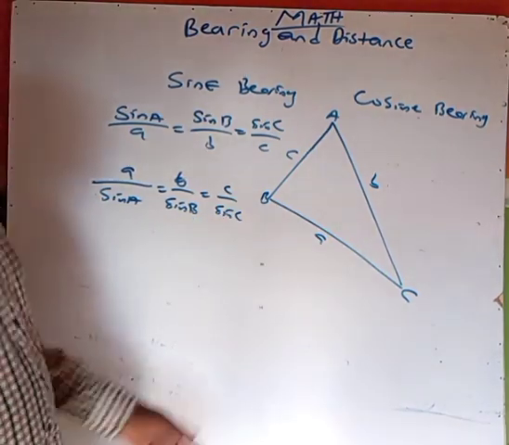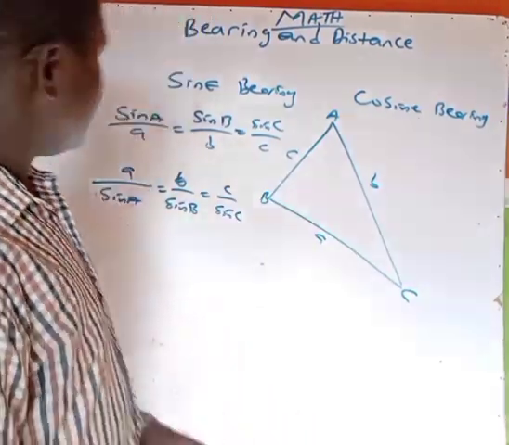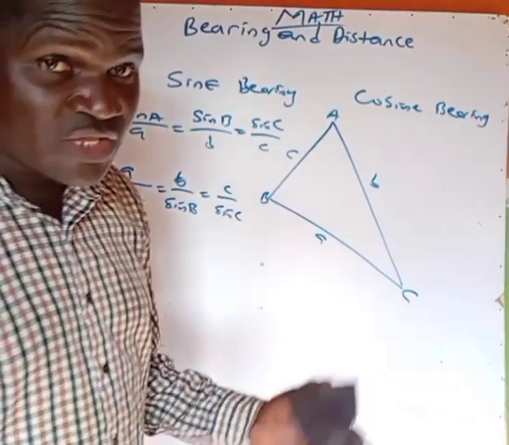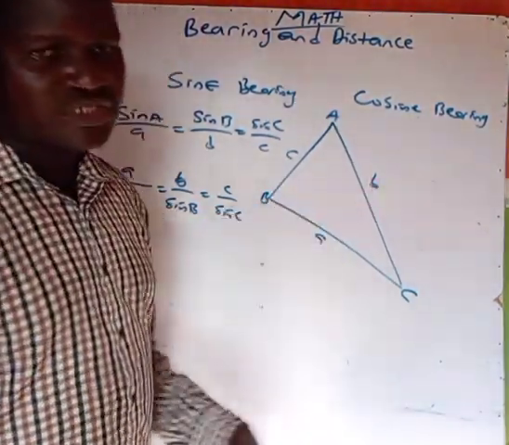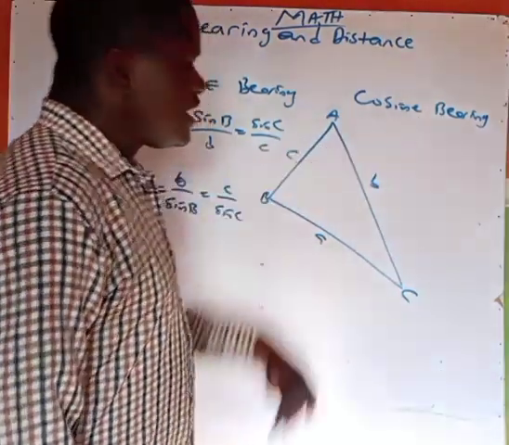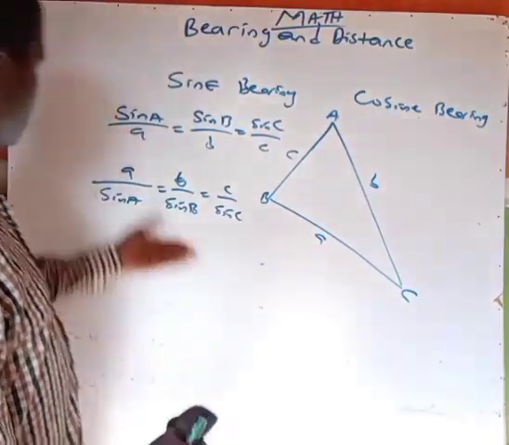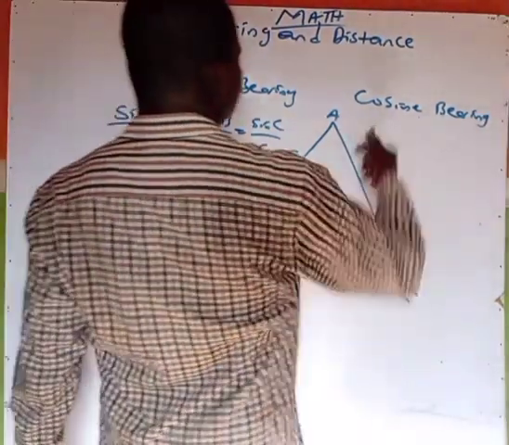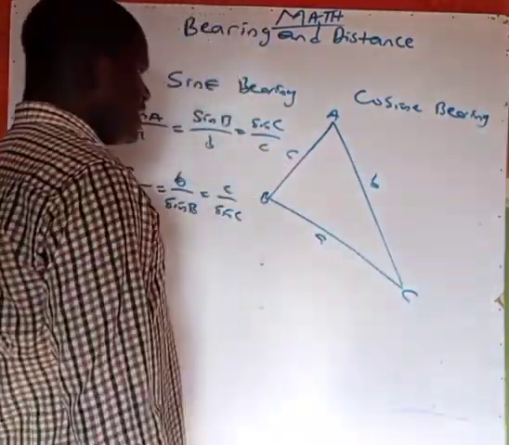But what kind of triangles will you see that will tell you that you are going to apply this? Because some students are confused about it. When you draw, how do you know you use this one or the other one? The cosine bearing and distance: if you want to calculate the distance or angle, you can use this one. So for this one, if you want to use cosine, you are talking about cosine bearing.